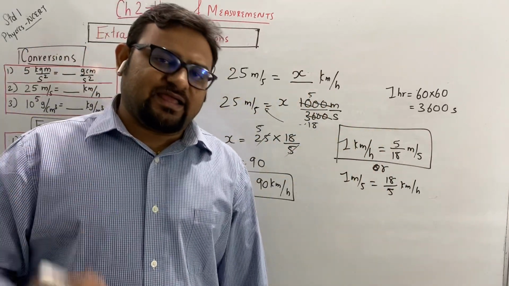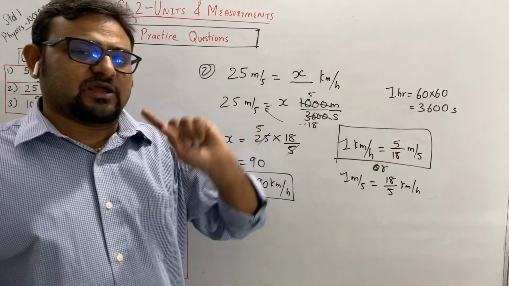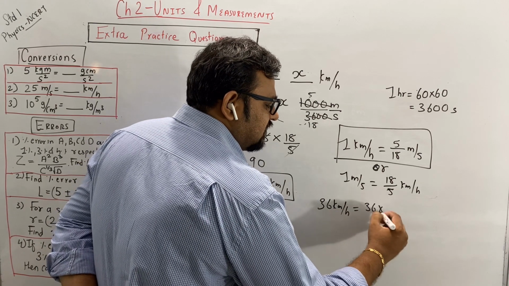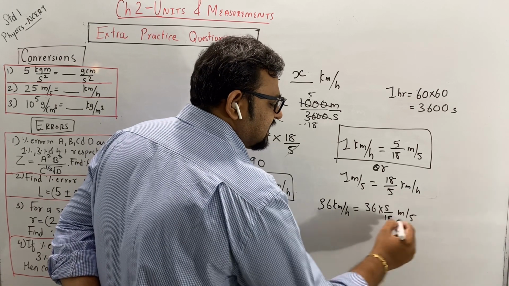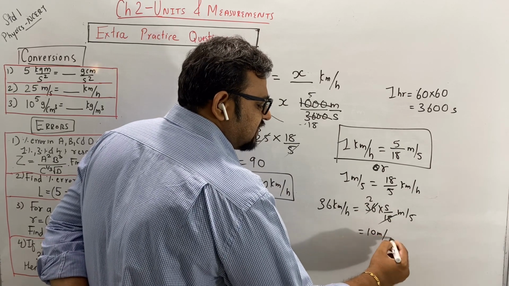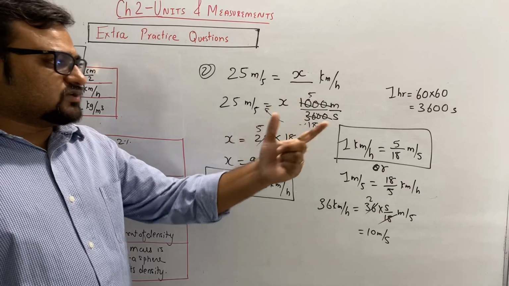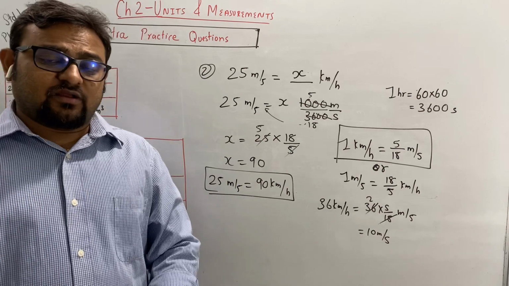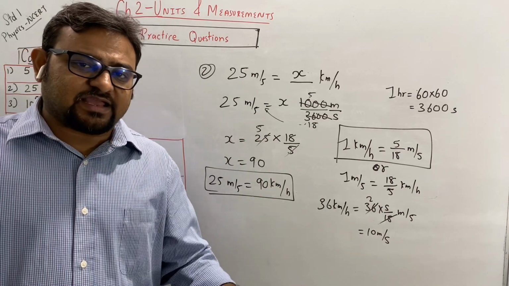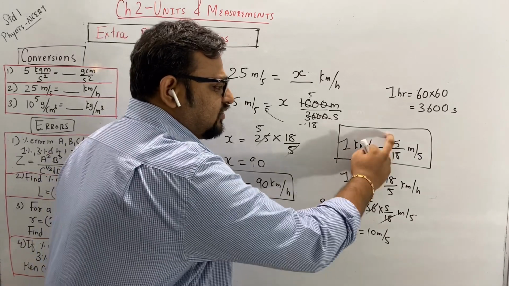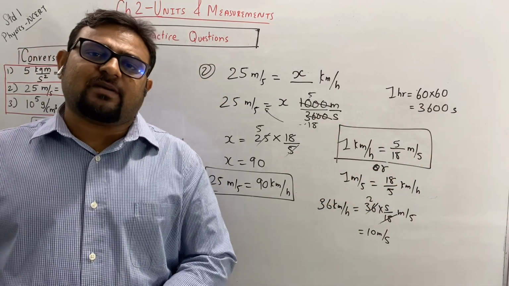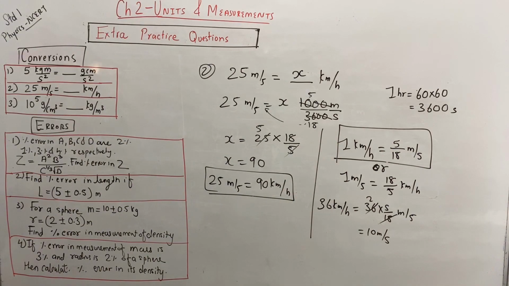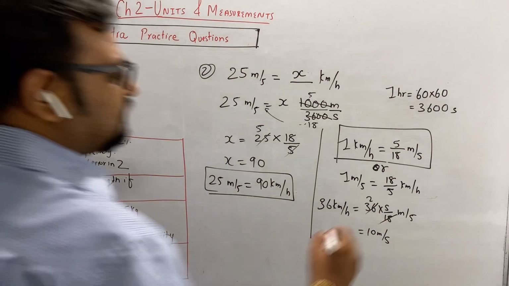Multiply by 5 by 18, and you will directly get the value in meter per second. Just for example, 36 kilometer per hour is equal to 36 into 5 by 18 meter per second. That means 10 meter per second. No need to go into thousands and 3600 and so on. Directly multiply with the fraction 5 by 18. So remember, to convert kilometer per hour into meter per second, use 1 kilometer per hour equal to 5 by 18 meter per second. It's directly multiplied by 5 by 18. So just note it down. This I would call a shortcut.